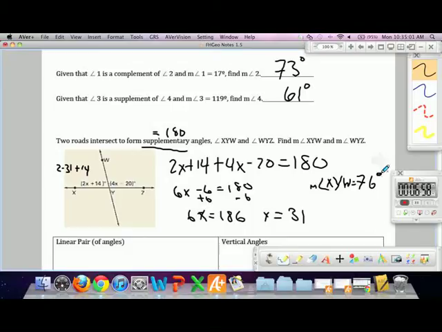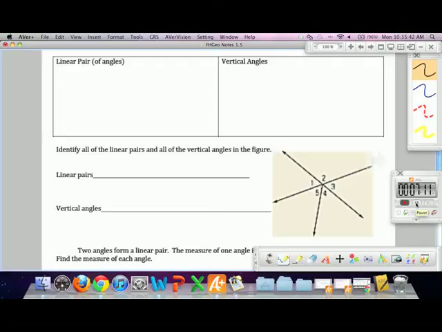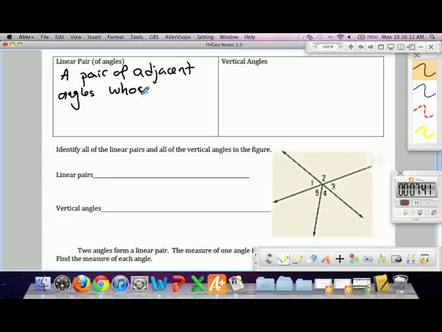Two more. Our last two special angle relationships are the following. A linear pair. A linear pair is a pair of angles that are adjacent and their sides form a straight line. Or more specifically, we could write down that it's a pair of adjacent angles whose non-shared sides form opposite rays.